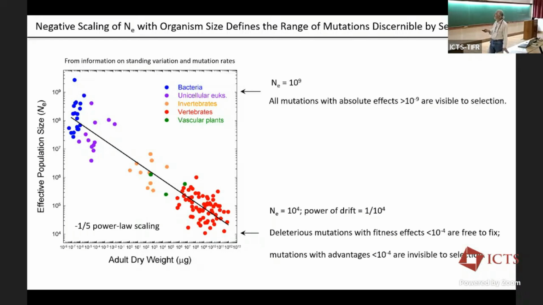And then if you happen to live up here, or if you happen to be a bacterium, interestingly, based on standing variation inferences, if we want to push it to 10 to the 10th, that's as big as effective population sizes get, even for bacterial species. But what this means is that if you have an NE of 10 to the 9th, you can utilize beneficial mutations with effects as small as 10 to the minus 9, certainly 10 to the minus 8. And you can purge deleterious mutations with effects that small with the other sign.